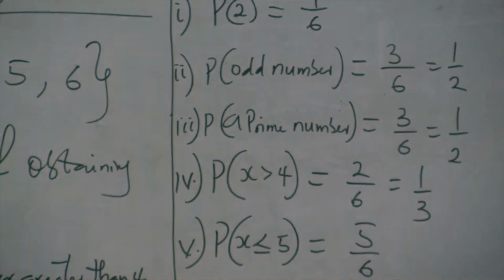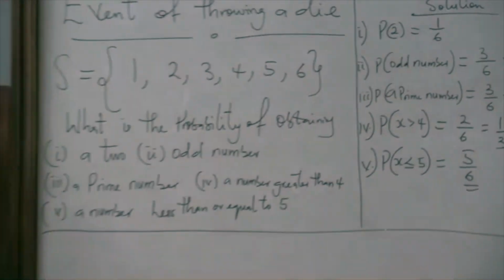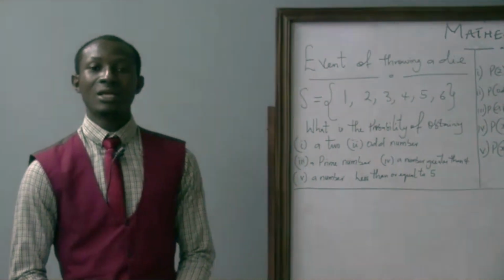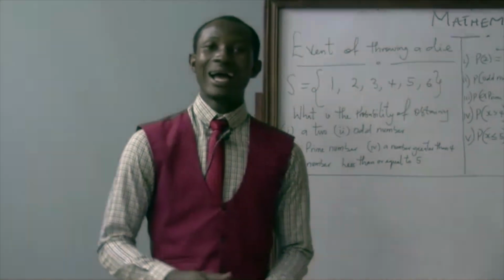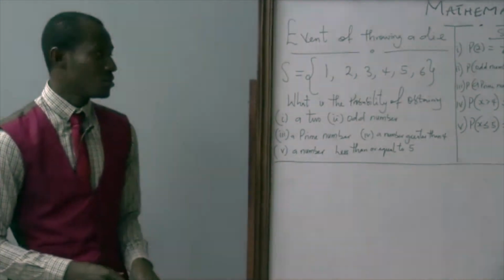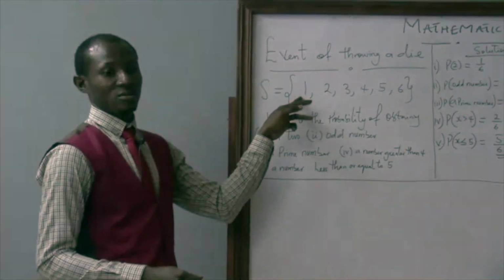Probability of obtaining a prime number. You need to know what a prime number is. Prime numbers are numbers that are divisible only by 1 and itself. 1 is not a prime number.